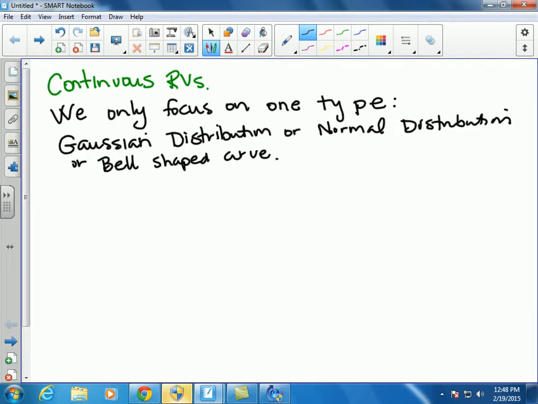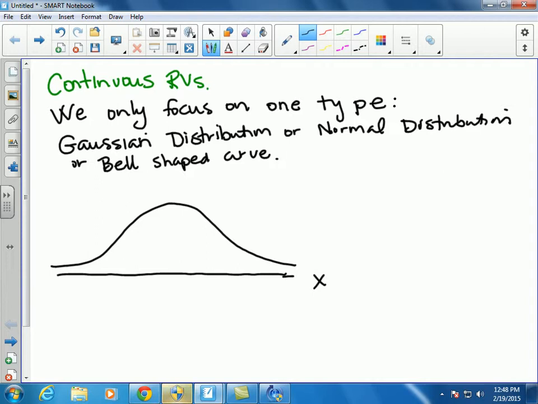So typically it looks like this. It's representing a random variable x, a continuous random variable. The thing about the Gaussian distribution is that it has some very fascinating properties. So I'm going to list those properties over here.